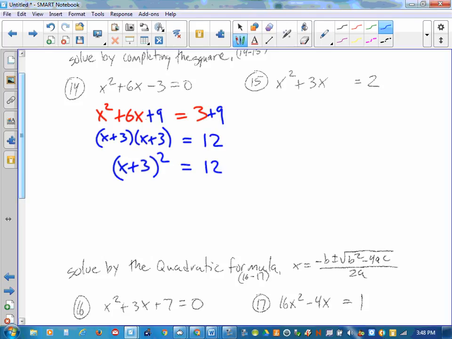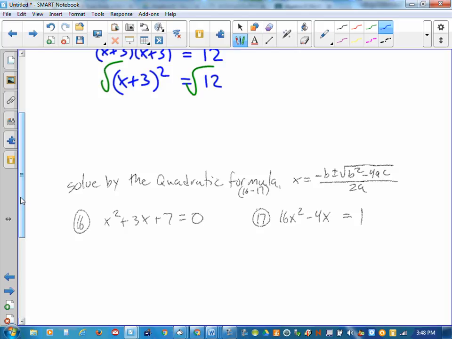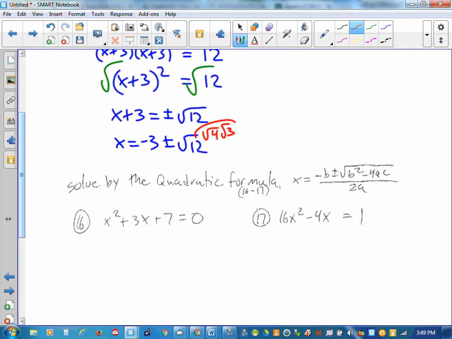Once I get this situation going, I take the square root of each side of the equation to do the opposite. So I get x plus 3 equals plus or minus the square root of 12. I bring the 3 over, I subtract it over, so x is equal to negative 3 plus or minus the square root of 12. And that's a pretty good answer, but I realized that 12 is really the square root of 4 and the square root of 3. That's the same thing as the square root of 12.